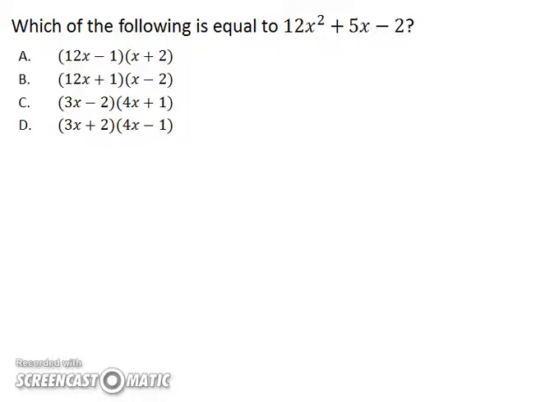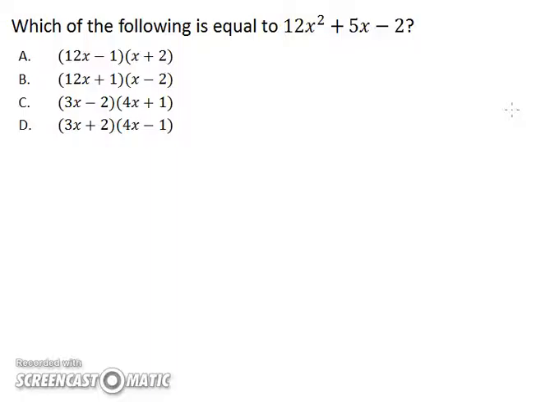So you could probably multiply each one of these out and see what you get, and whichever one gives you this will be the right answer. But that would take a while, and you want to conserve as much time as you can. So the easiest way to go about it would be to factor this equation.